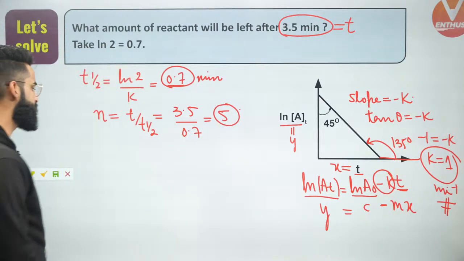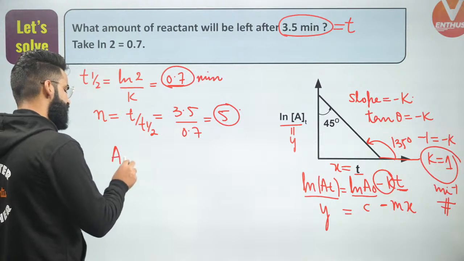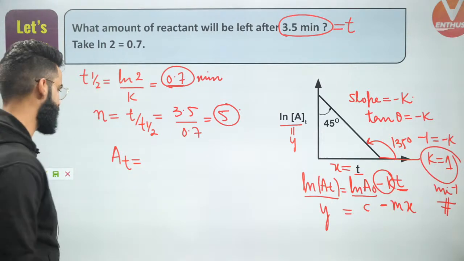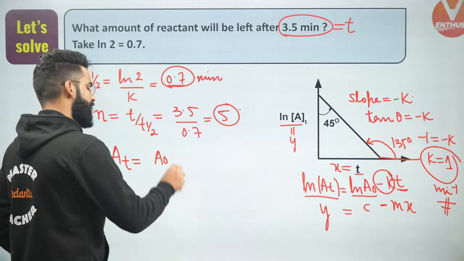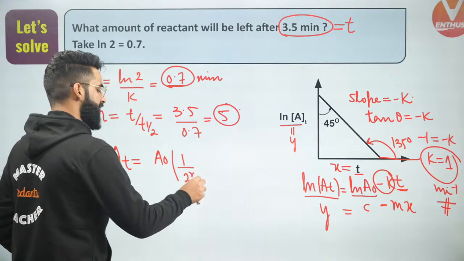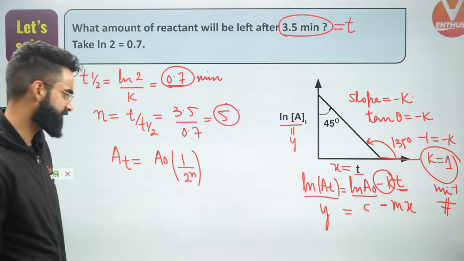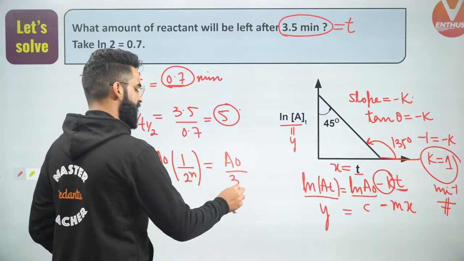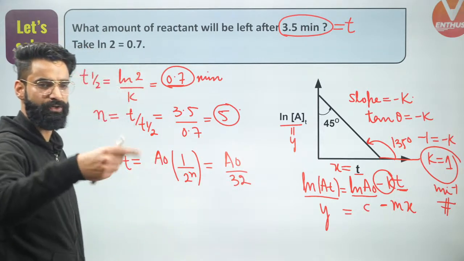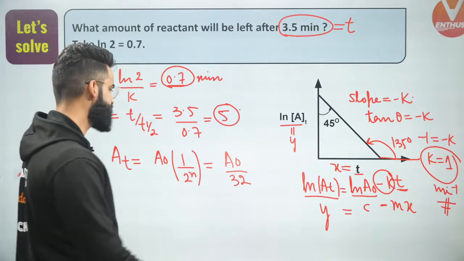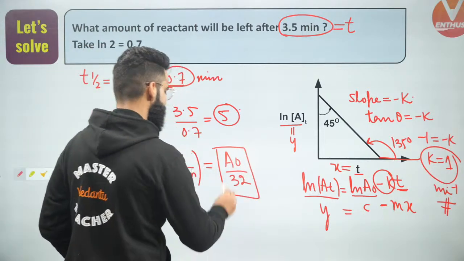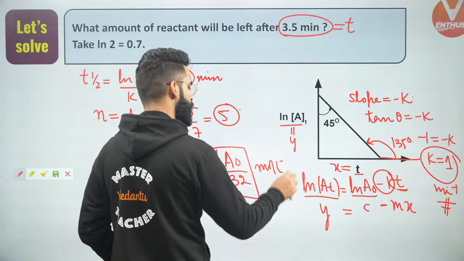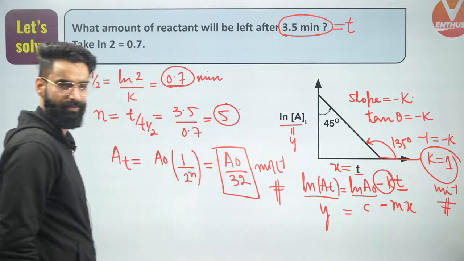Correct? Now people, what is the equation which I'll be writing? I'll say the concentration of reactant left after 3.5 minutes, which I'm representing by A t, is going to be A naught multiplied by 1 divided by 2 to the power n. Yes, I can write it like this. So it's simply going to be A naught divided by 2 to the power 5. 2 to the power 5 is simply 32. 2, 4, 8, 16, 32, yeah. So this is the concentration of reactant left after 3.5 minutes, and its units are simply going to be moles liter inverse, which I was supposed to calculate, right?